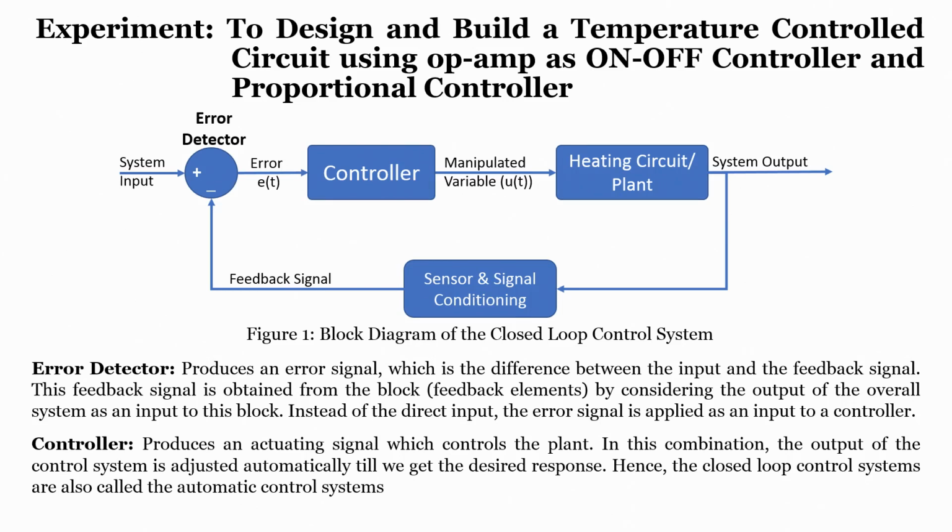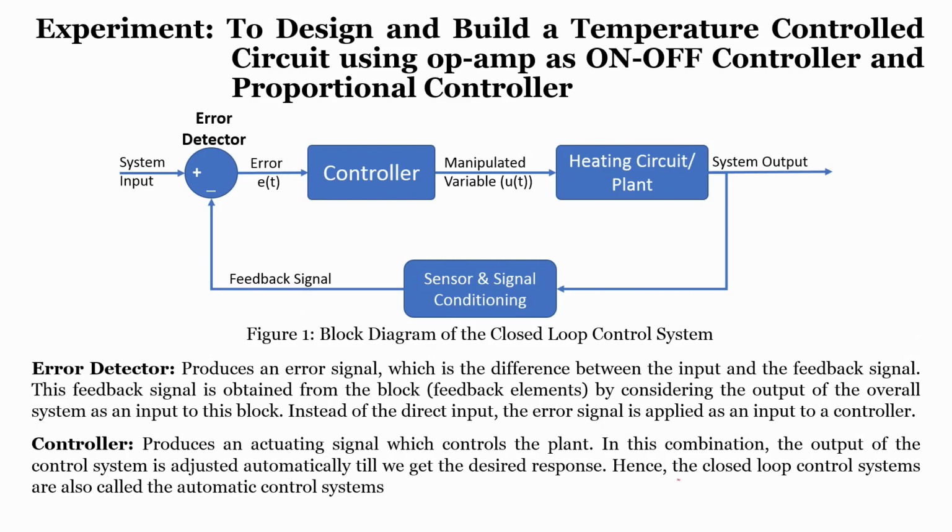So, instead of direct input, the error signal is applied as an input to the controller. Instead of directly applying the system input, we apply the error, that is the difference between the system input and the feedback signal. Now, what does your controller consist of? Your controller is actually the system which produces an actuating signal which controls the plant. The output of the control system is adjusted automatically till we get the desired response, and hence closed loop control systems are also called automatic control systems.